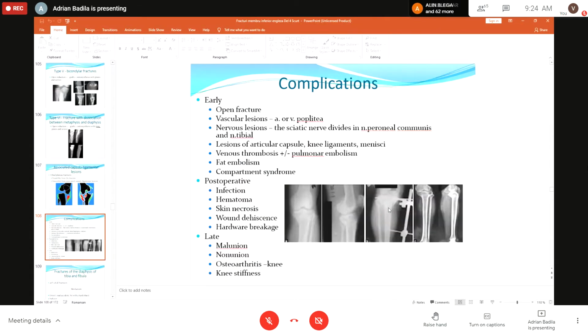The complications. The complications are the same for the lower leg. They are early, of course, postoperative and late.